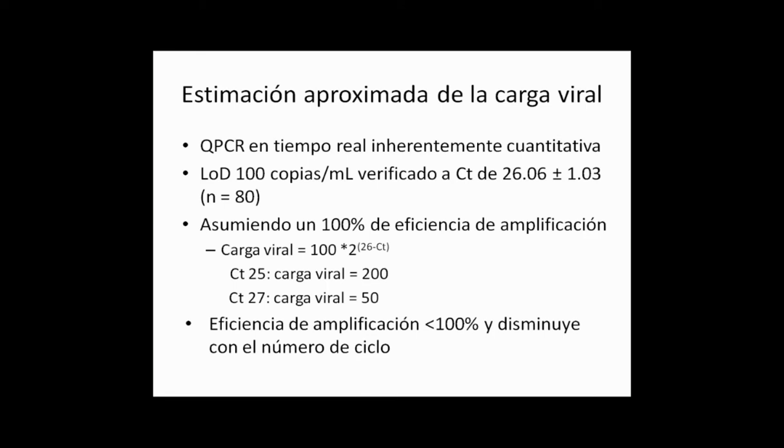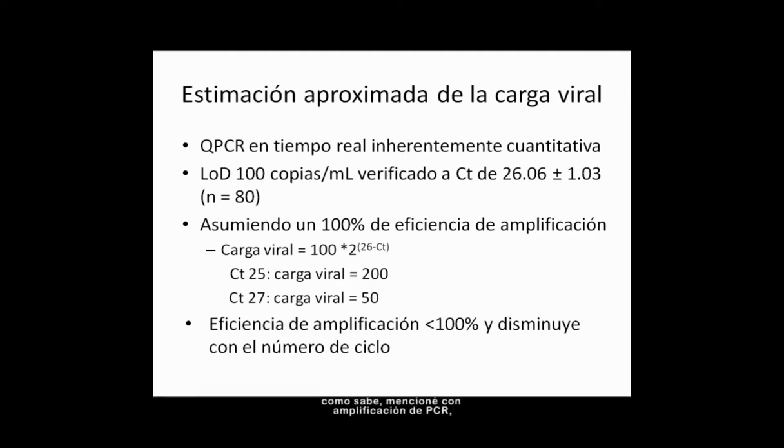As I mentioned, real-time PCR is inherently quantitative. So our goal was to take these cycle threshold values and convert them into a viral load, and see what that could tell us about our testing results in our patient population. We determined that our limit of detection was 100 genome copies per mL across our 4 different Abbott M2000 analyzers, and the CT value was approximately 26.